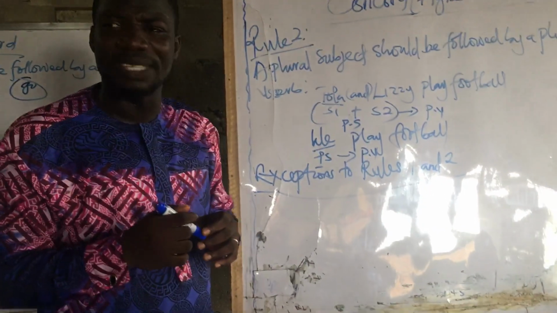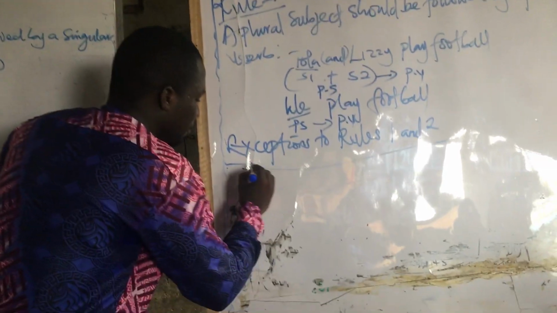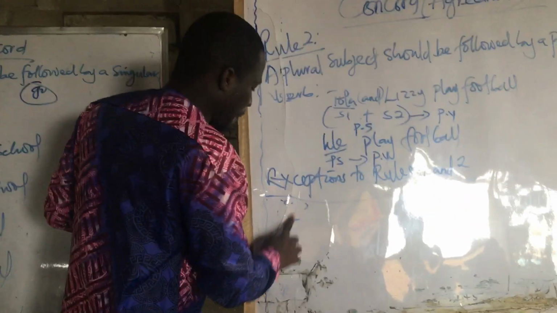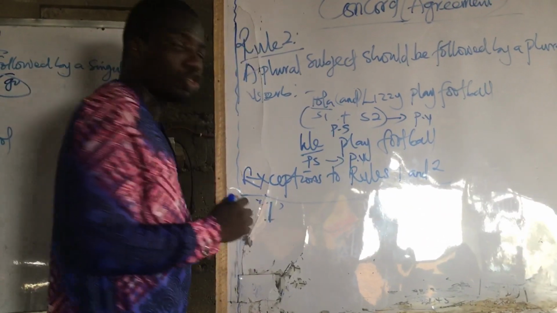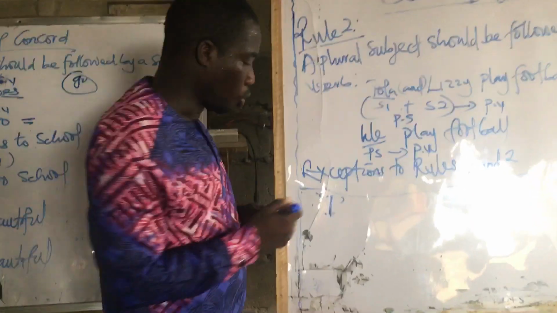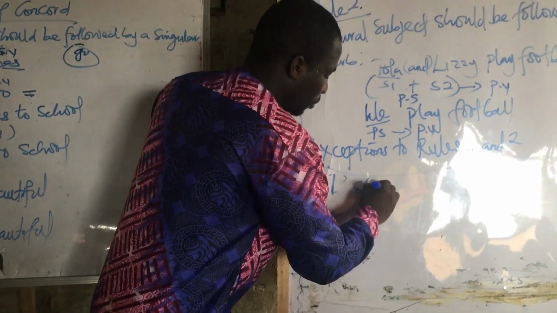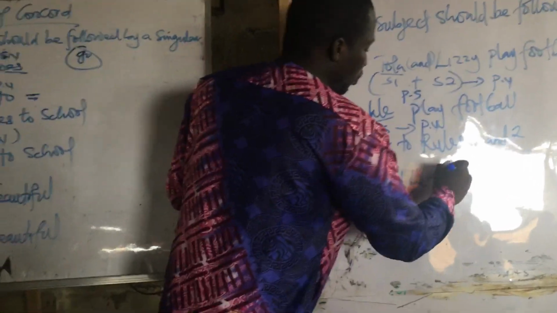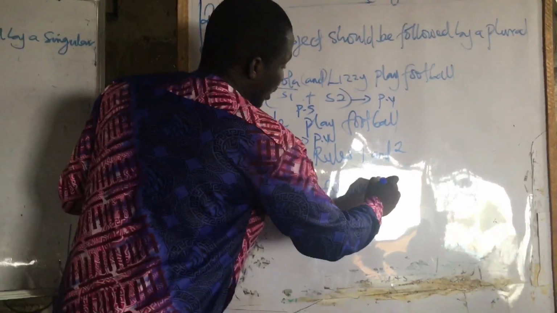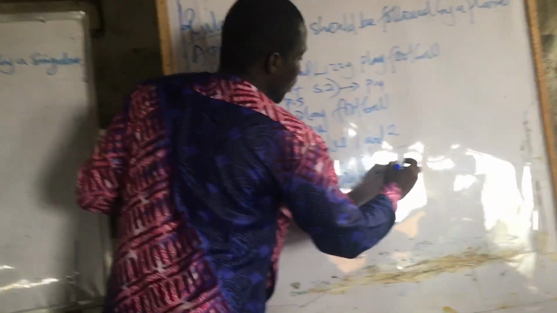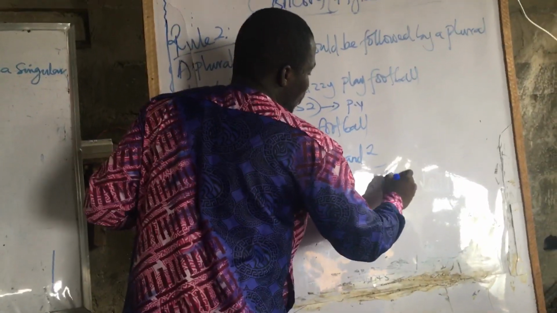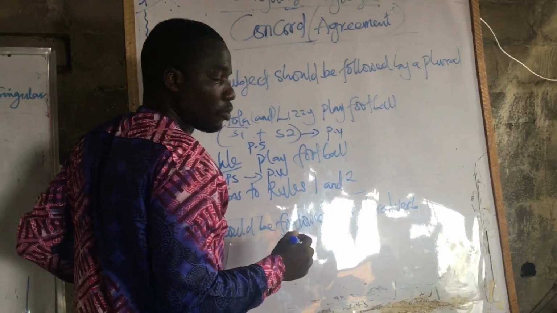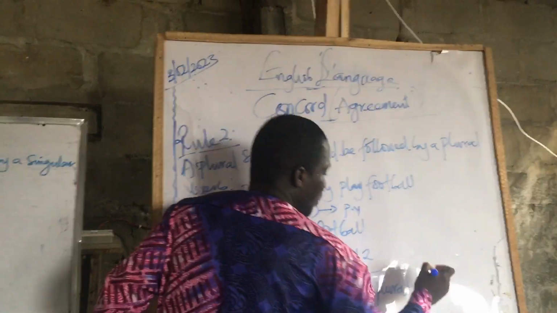The first person personal pronoun I. The first person personal pronoun I should be followed by a plural verb. That's an exception.